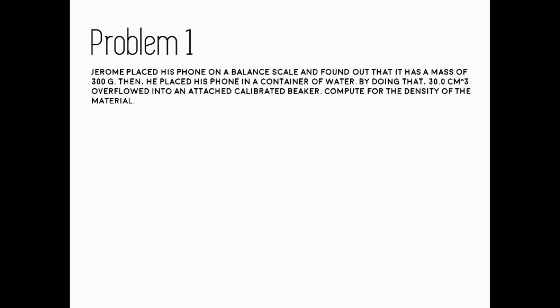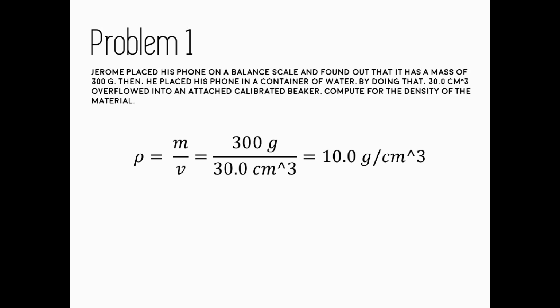Pause the video if you want to solve it. Really now? All you need to do is to remember the formula for density. Density is equal to mass over volume. Therefore, 300 grams all over 30 cubic meters is equal to 10 grams per cubic meter.